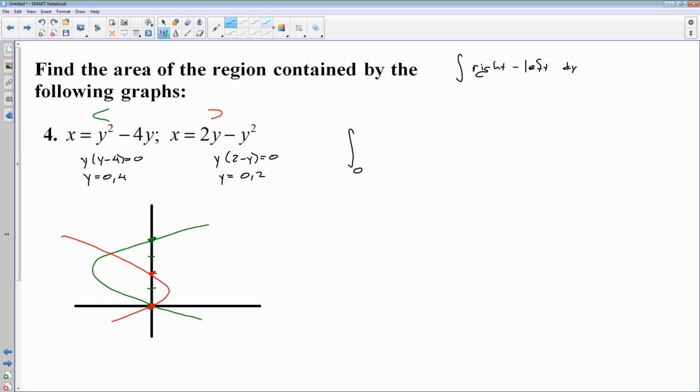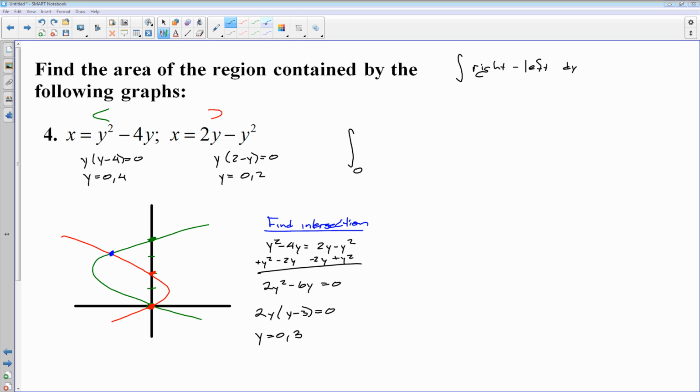Now looking at this graph, I know that one of my limits of integration is 0, the y-intercept is 0, but this y coordinate intersection, I'm not sure. I'm hoping it's 3 because that would be nice, but we'll see. We're going to solve that by setting the two equations equal to each other. And so here, let's find the intersection. I know one of the answers I get when I solve this is 0, but it's that other one we're not too sure about. Let's see, so y squared minus 4y equals 2y minus y squared. And then let me solve that real quick. Okay, so I solved that, and I do get a nice clean y-coordinate of 3.